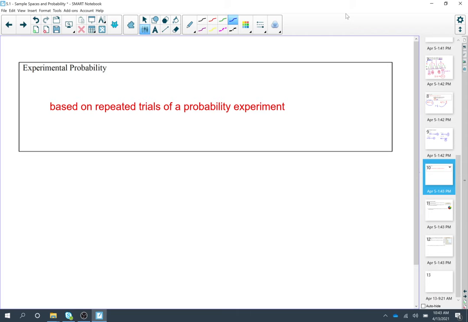But what happens if I actually sit there and roll that die repeatedly? Do we really think that I'm going to get a 5 exactly 1/6 of the time? It may happen, it may not, and that's where experimental probability comes in, which is, well, what actually happens when I run the experiment?